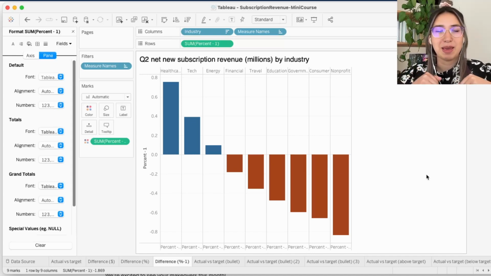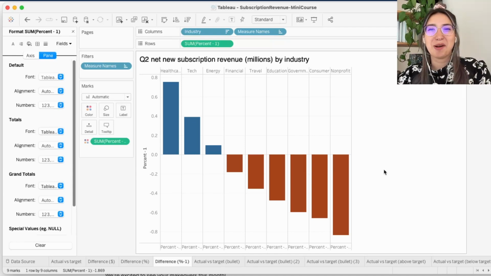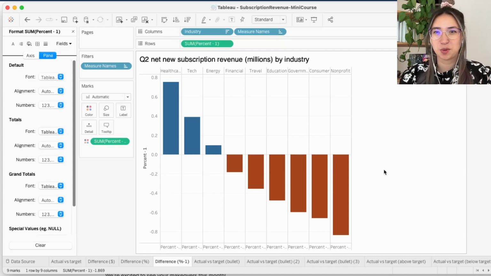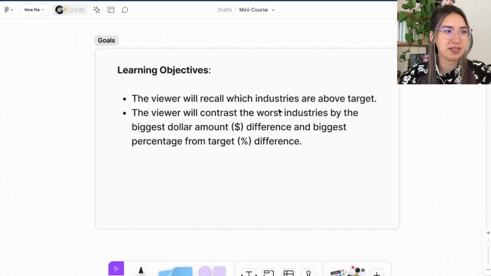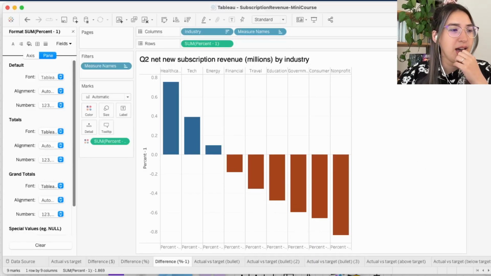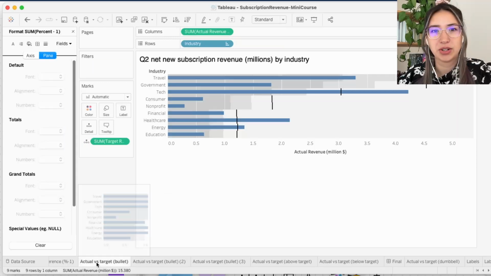You also notice maybe that I color coded them, overperforming and underperforming. But this still has the same problem of actual versus target being missing. What are those actual raw numbers? We had decided in our learning objectives that we want to know the percent difference, but we also want to know the biggest dollar amount difference. So this isn't giving us all that information.